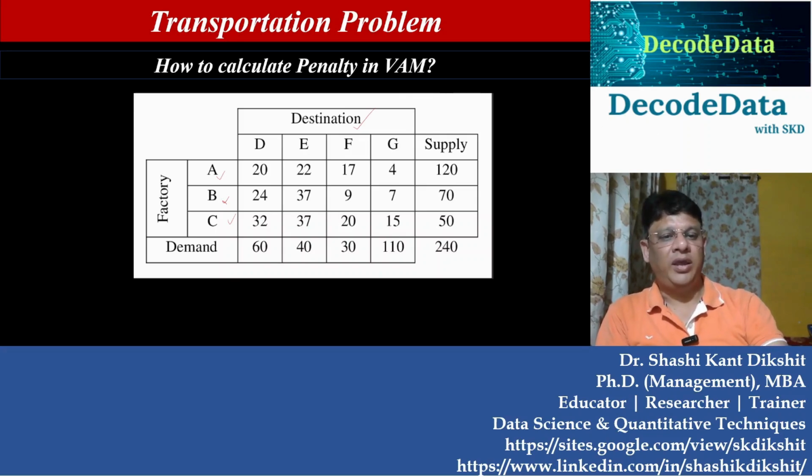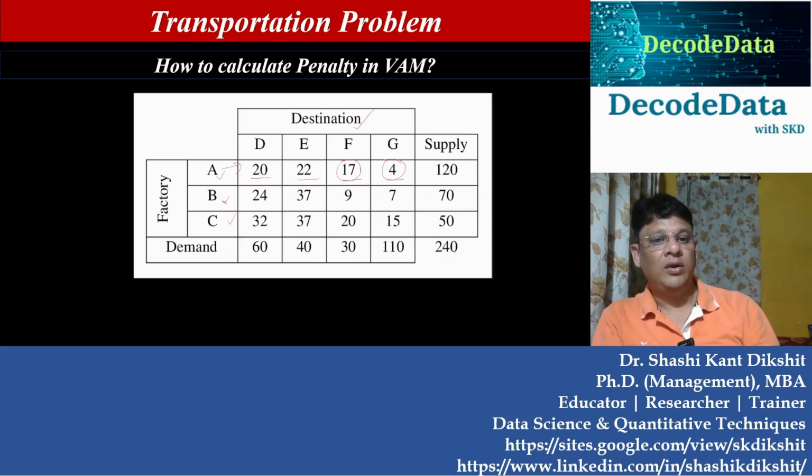Now, in this case, what we have to do is calculate the penalty for all the rows as well as the columns, right? Now, let's say row A, I have to calculate the penalty for this. What I'll do is select basically the two minimum numbers out of all these, right? So we have 20, 22, 17 and 4. So the two minimum numbers are 4 and 17, right? So now the penalty for this is basically 13.